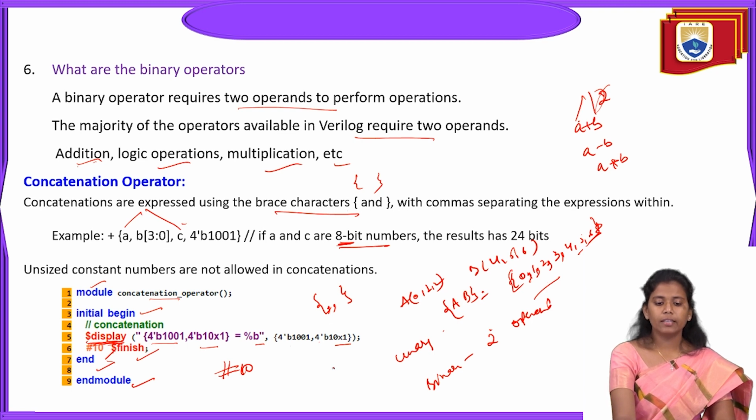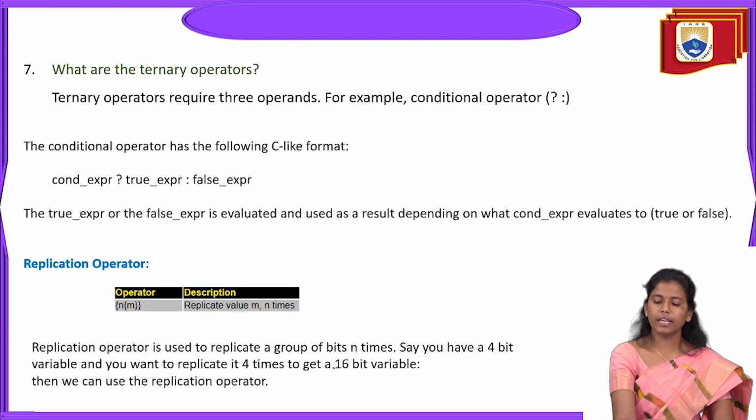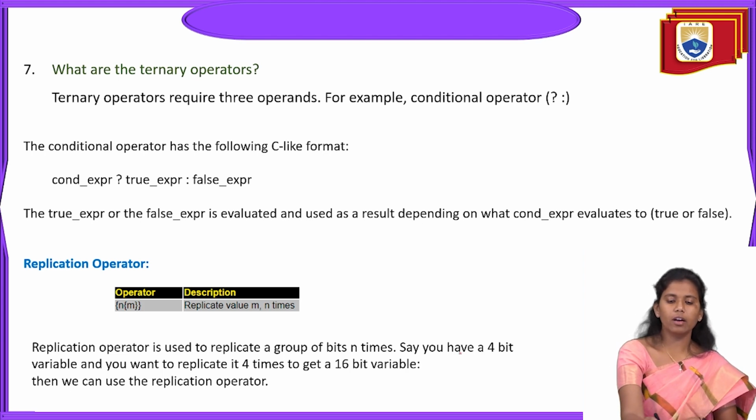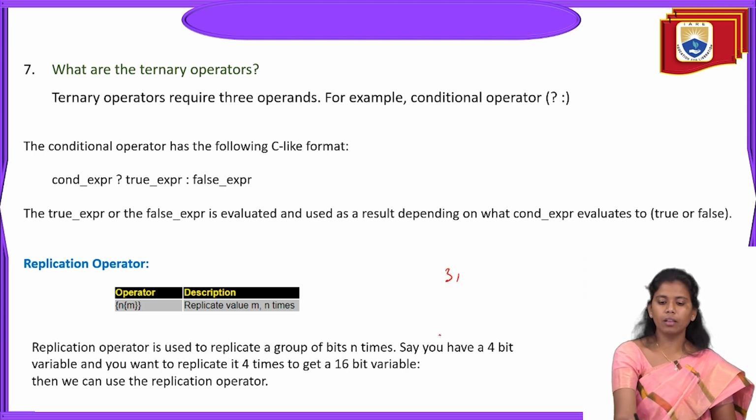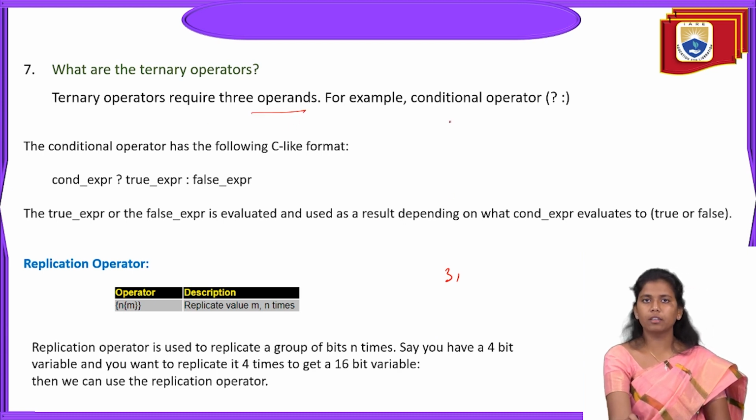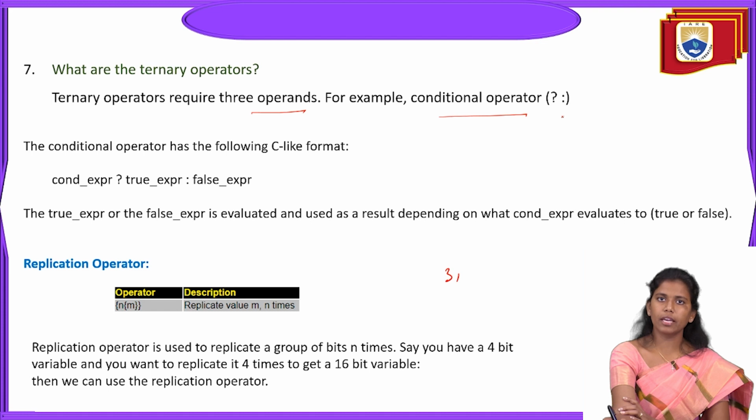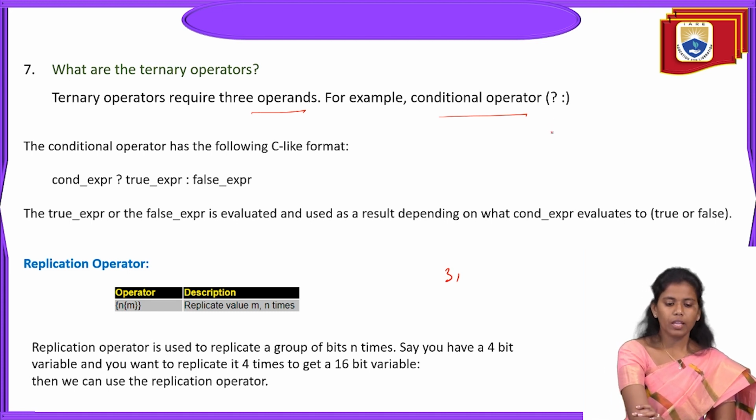Then, what are the ternary operators? The name indicates it: ternary operators require 3 operands. For example, the conditional operator, which uses the question mark and the colon. So the conditional operator has the following C-like format.